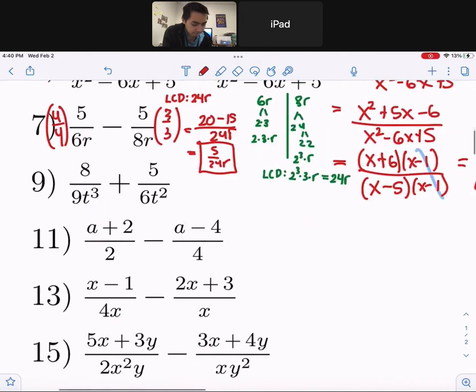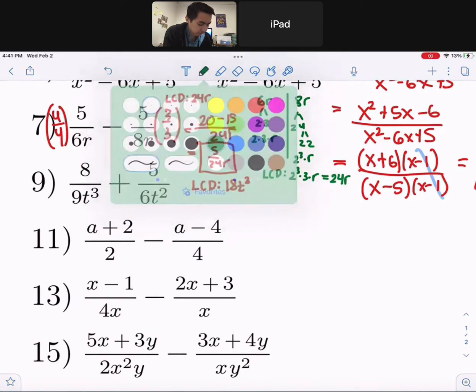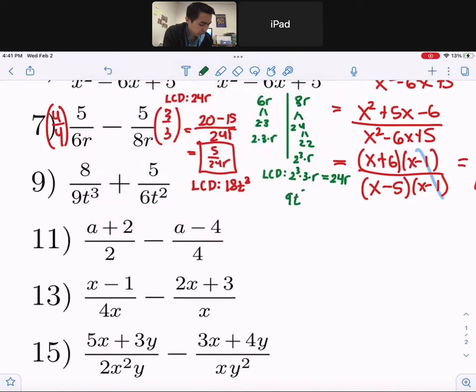Number 9. Now the LCD for this problem, you guys, it is, both 9 and 6, you guys, can go into 18, t to the third. Now again, if you struggle with finding the LCD, one thing you guys can do is break both of them down.